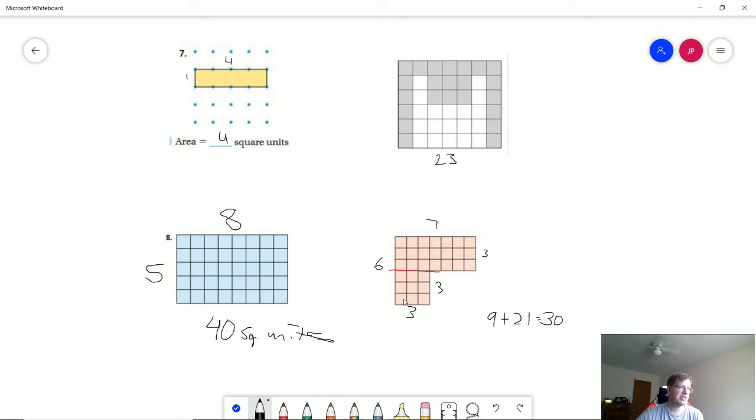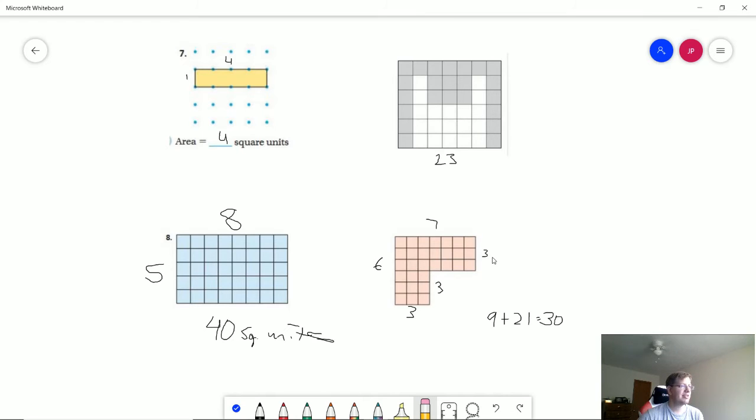Now again, we also have the option of counting every single individual square. Sometimes that works out okay. Sometimes we can make a counting mistake, which I've seen a lot of that, unfortunately, over the years, because you get in a hurry and then you make a mistake.